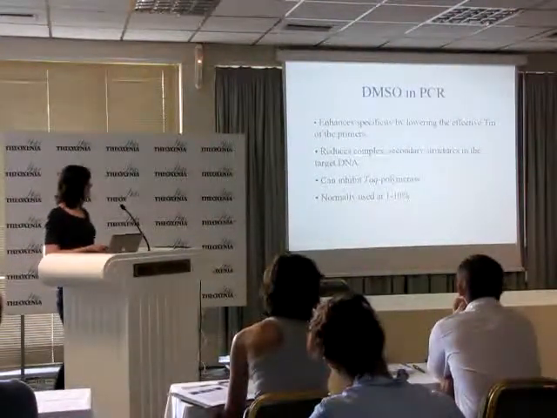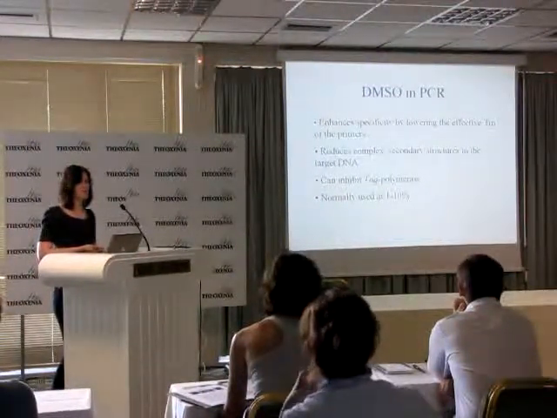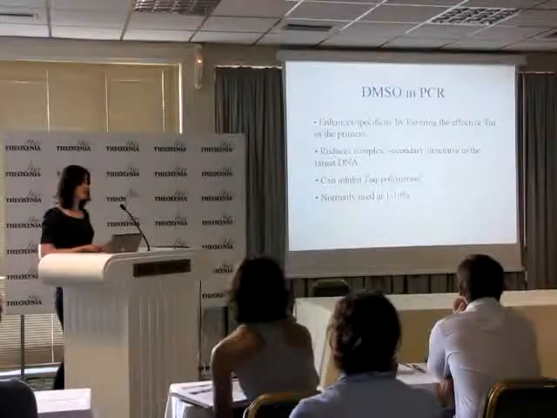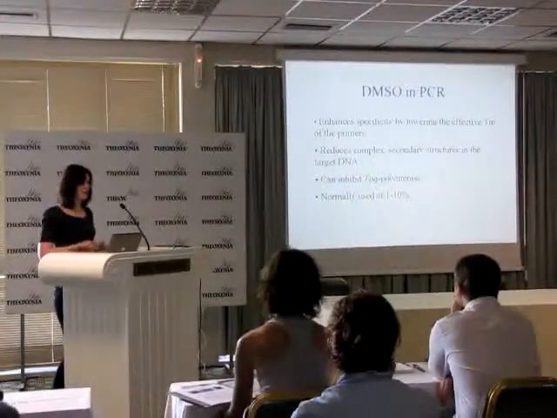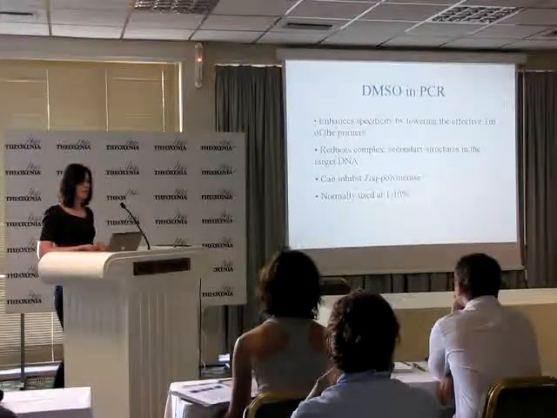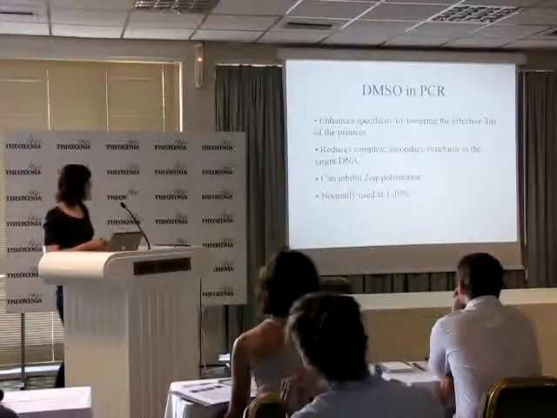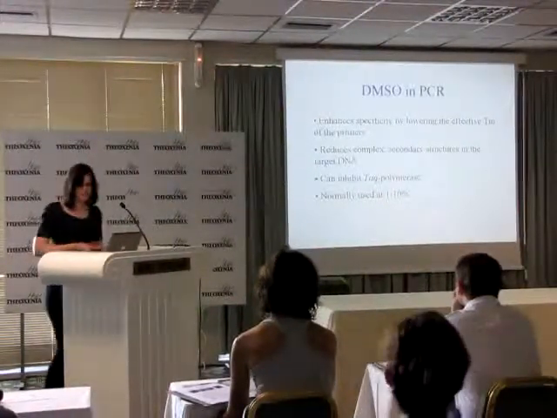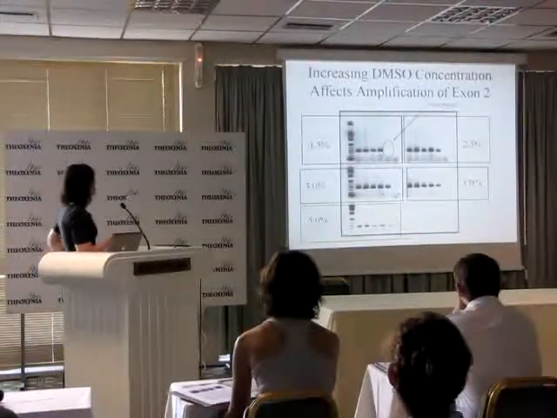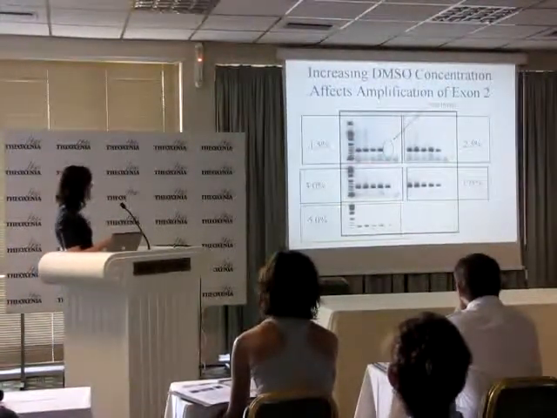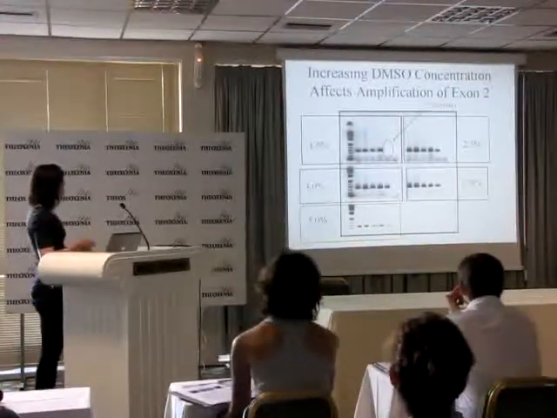DMSO works in PCR by enhancing the specificity, by lowering the effective melting temperature of the primers. It reduces the complex secondary structures in the target DNA, although it can inhibit Taq polymerase, so it's a balancing act between these two, and it's normally used between 1 to 10%. Initially I was using 1.5%, and then I tried 2.5, 3, 3.75 and 5.